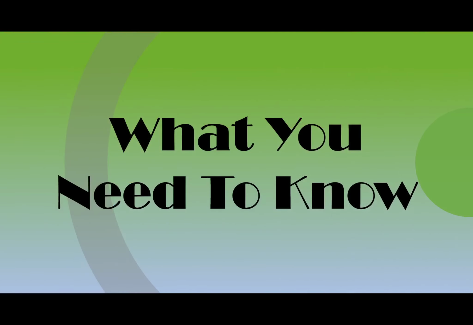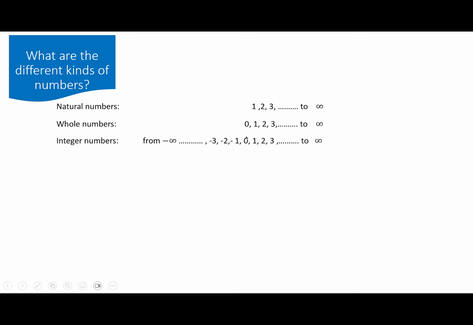Hello and welcome. Here is what you need to know before we get to the examples. What are the different kinds of numbers? We start with natural numbers, those numbers that we count with: 1, 2, 3, 4 up to infinity. And we add 0 to it, then we get whole numbers. If I add the negative numbers now, I get negative integers. I get all the integers, from negative infinity to positive infinity.